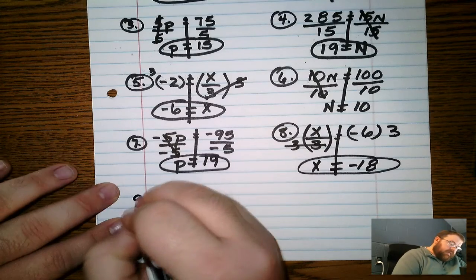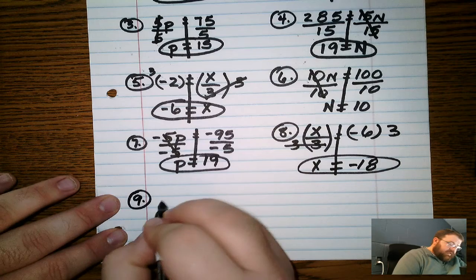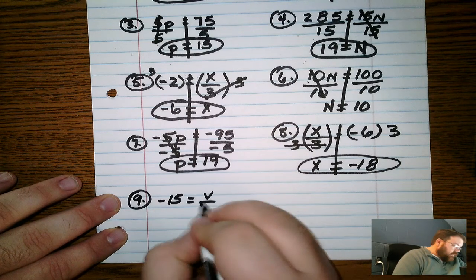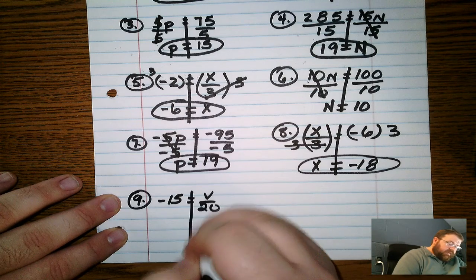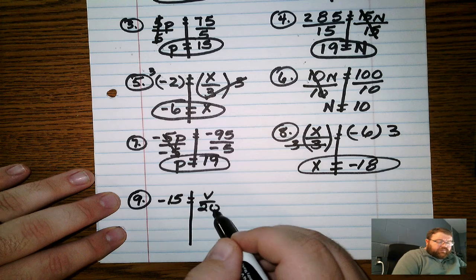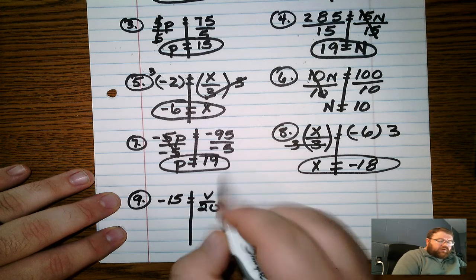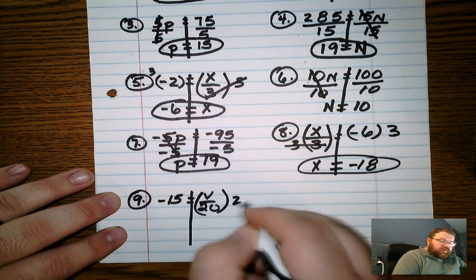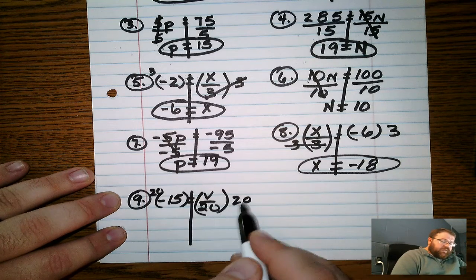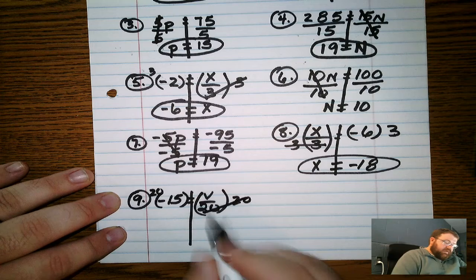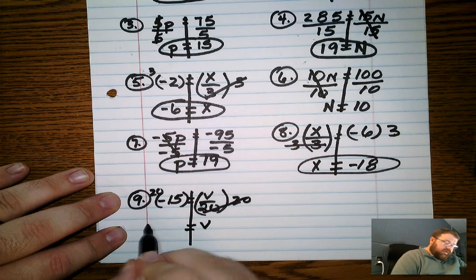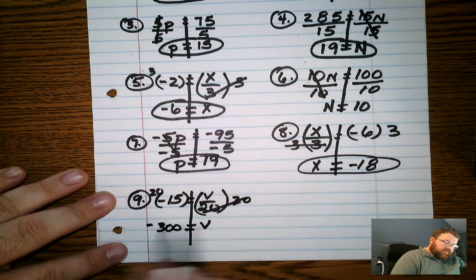Number 9 is negative 15 is equal to v over 20. Draw my line. The 20 is trying to divide, so I am going to multiply both sides by 20. The 20's cancel, leaving you with v equals negative 300.